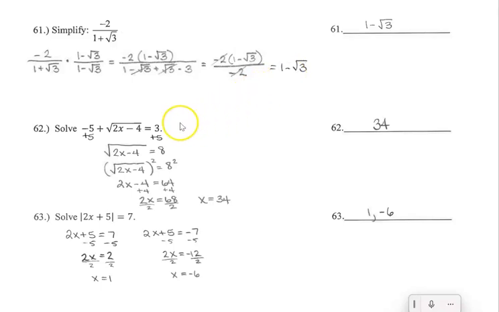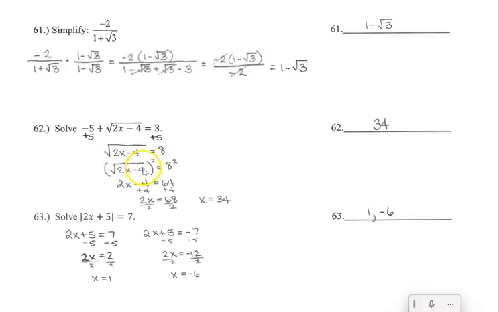All right, then 62, we have a radical that we're trying to solve. So you need to get the radical alone on one side by itself. So first thing I'll do is add 5 to both sides. So the radical is alone. Then what gets rid of a square root is a square. Its inverse. So we're going to square both sides.